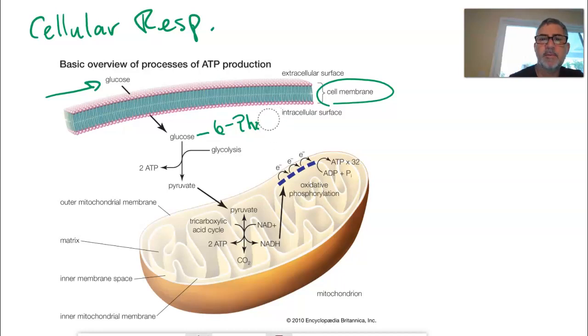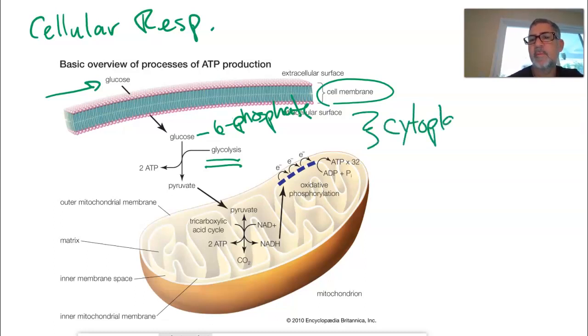That's a bad P. It becomes glucose 6-phosphate. Remember this process, glycolysis. The process of glycolysis makes pyruvate, so it makes 2 pyruvates. Now this all happens in the cytoplasm, the cytoplasm of the cell.